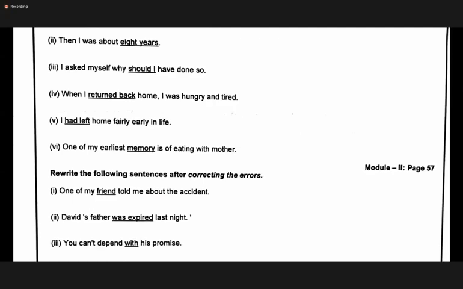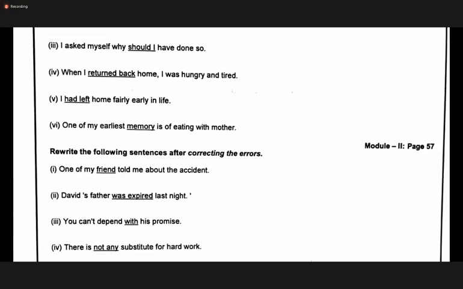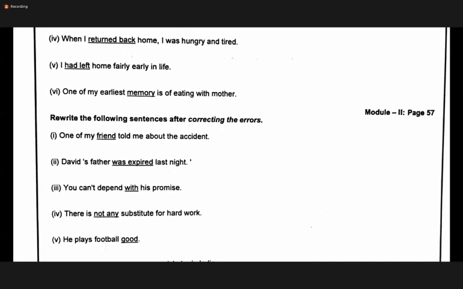Fourth one, when I returned back home, I was hungry and tired. Omit back. Only returned. When I returned home, I was hungry and tired. I had left home fairly early in life. Delete had. It's only one past action, so use only simple past. I left home fairly early in life, not had left. Sixth one, one of my earliest memory is of eating with mother. Memories. One of is always followed by a plural noun. One of my earliest memories is of eating with my mother.